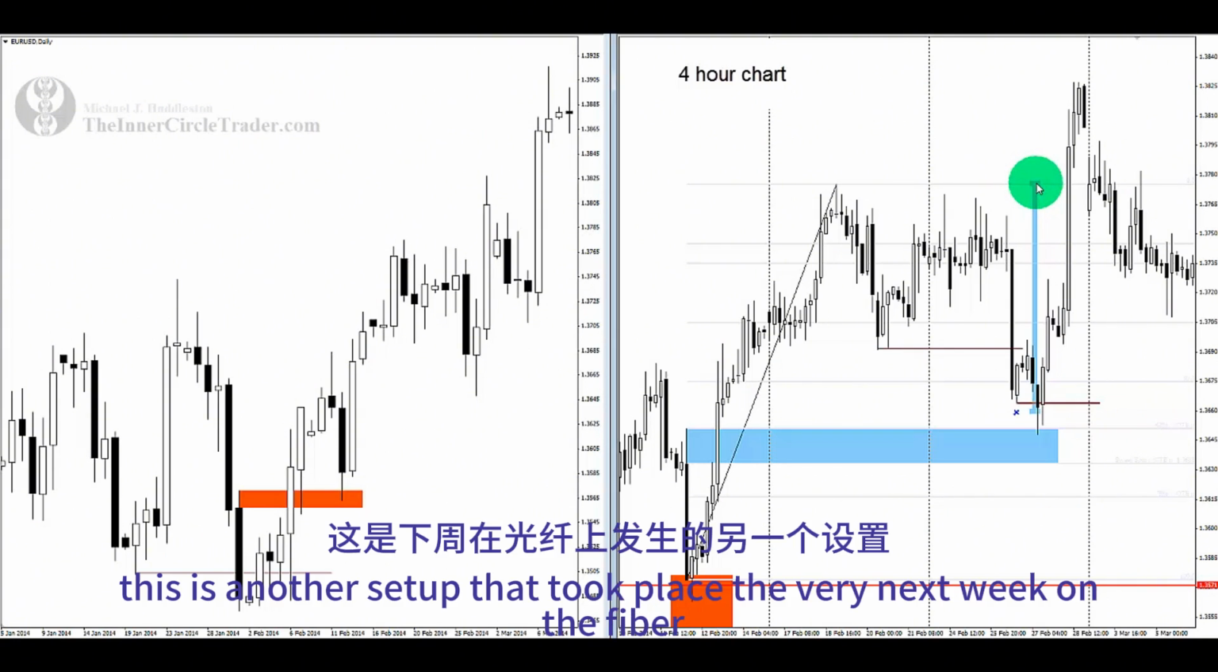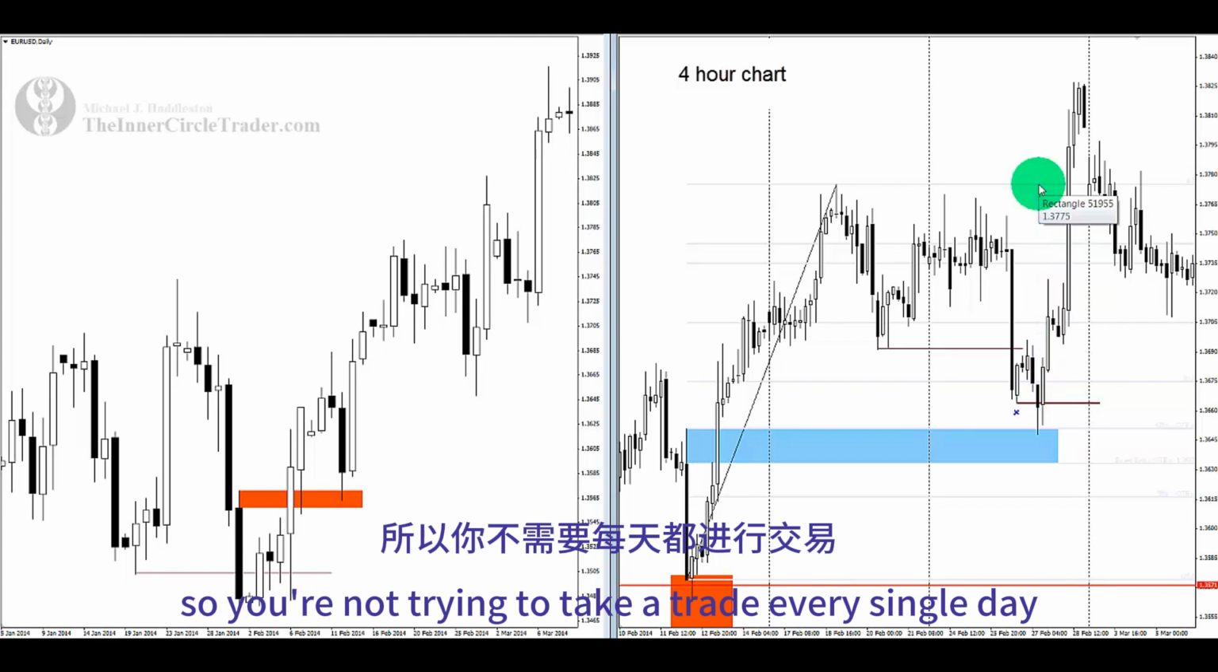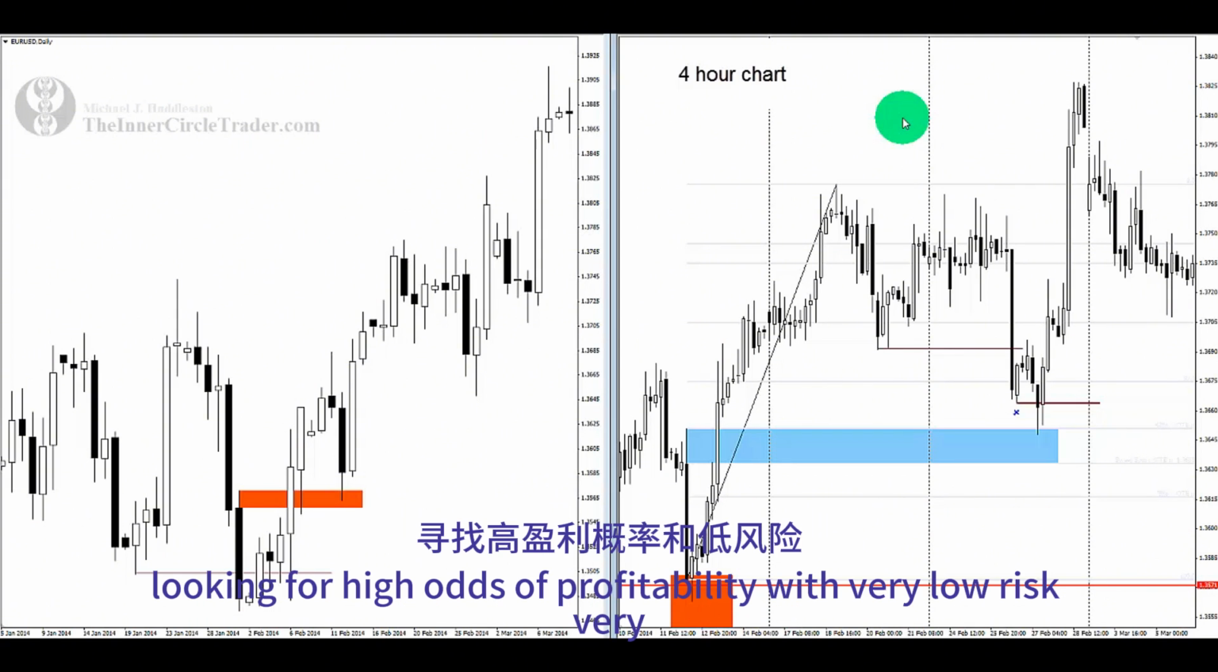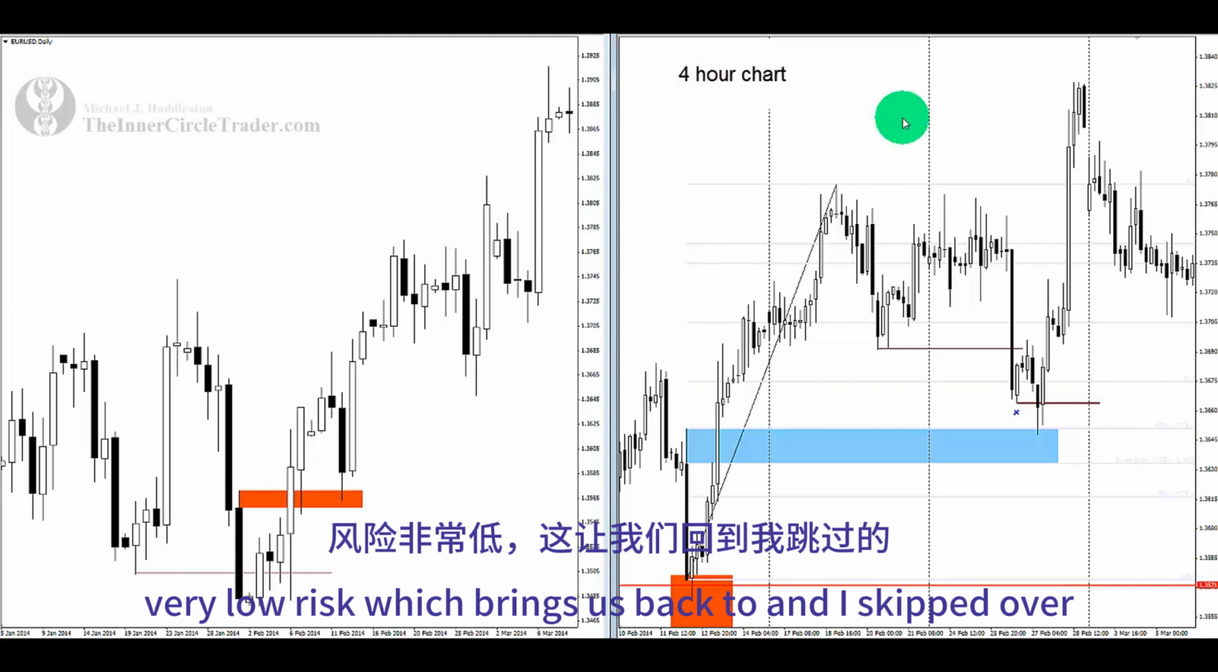And again, this is another setup that took place the very next week on the fiber. So you're not trying to take a trade every single day. That's not the nature of short-term trading. Short-term trading is looking for very high odds conditions, looking for high odds of profitability with very low risk, very, very low risk.